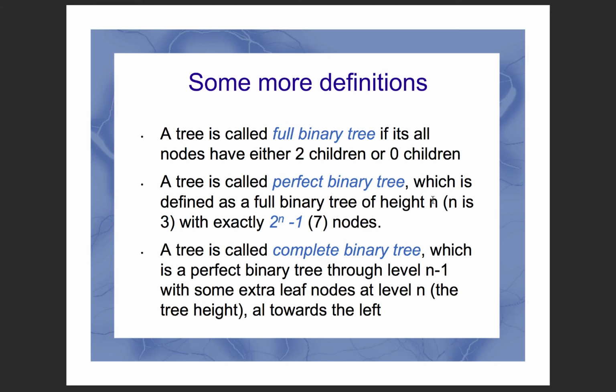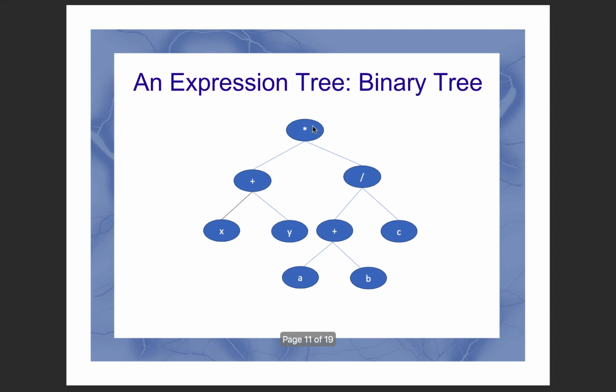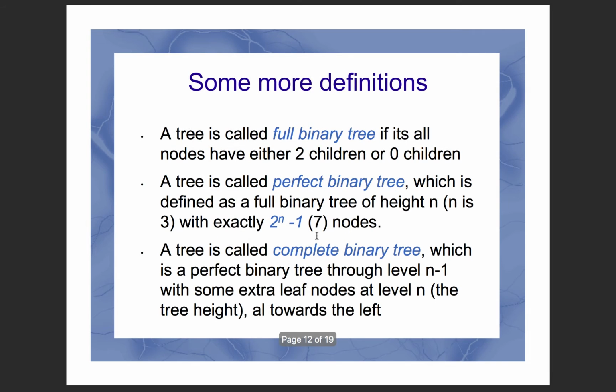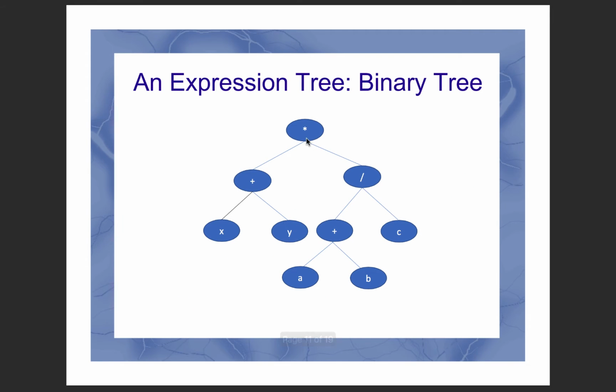This example says n equals 3, but in our tree the height is 4, so we find 2 to the power n minus 1, which is 15. So we should have 15 nodes in the tree. Now let's count the nodes: 1 2 3 4 5 6 7 8 9. This tree has only 9 nodes, it doesn't have 15 nodes. Since it doesn't have 15 nodes, you cannot say this one is a perfect binary tree.